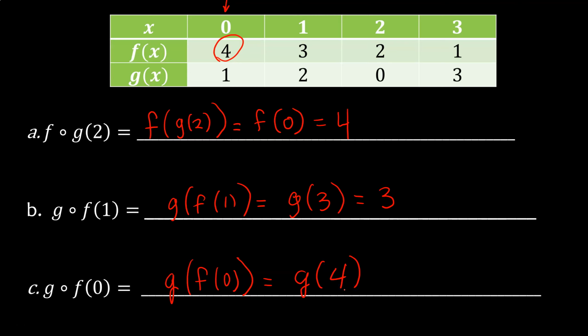Well, let's go look for g of 4. 4 being my input, 4 right here being my input, not in the table. 4 is not in the domain of this function, therefore this is undefined. So pay attention to input, output. Is that input in my domain?